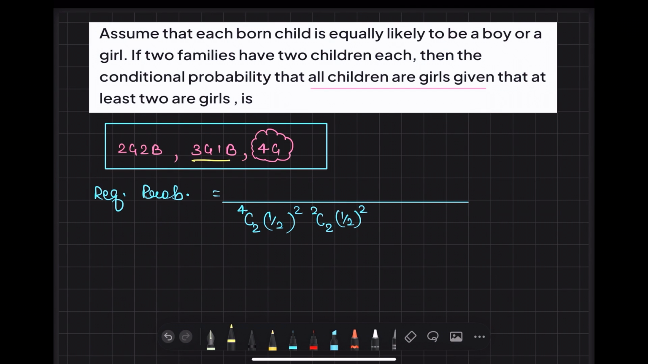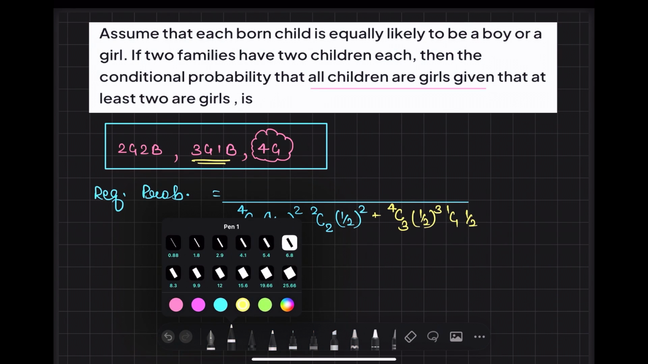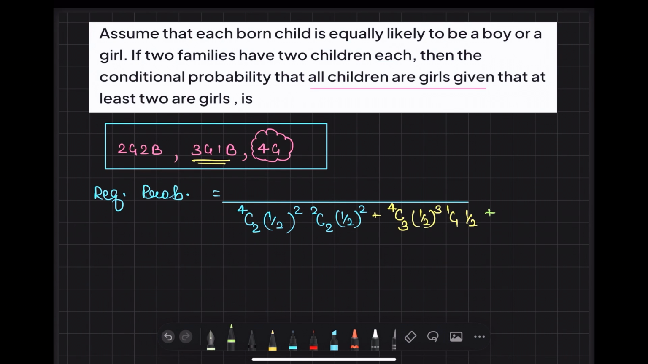Now case 2, three of them are girls, so it is 4C3, 1 by 2 power 3 for the girls. And then there is one child, so select one, 1C1, that has to be a boy, 1 by 2. Now the next case, all four are girls, so 4C4, 1 by 2 power 4. And we have to find the probability for this case, so we will write this in the numerator as well: 4C4, 1 by 2 power 4.